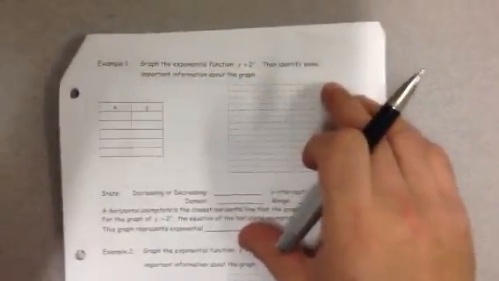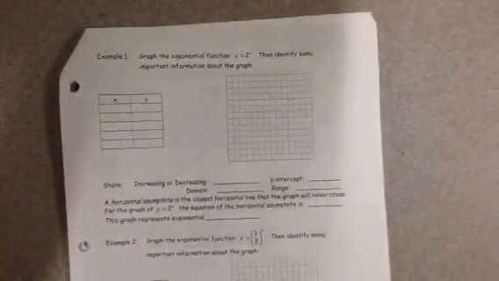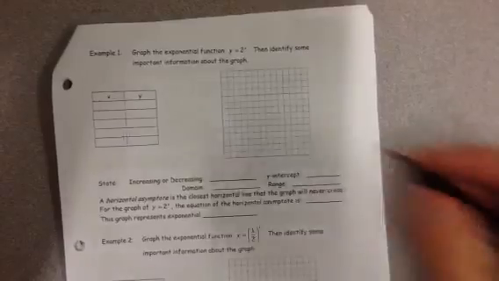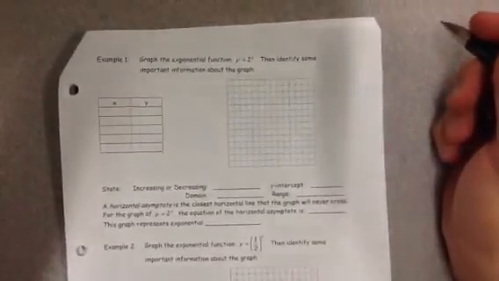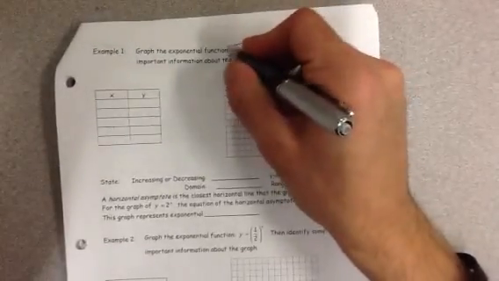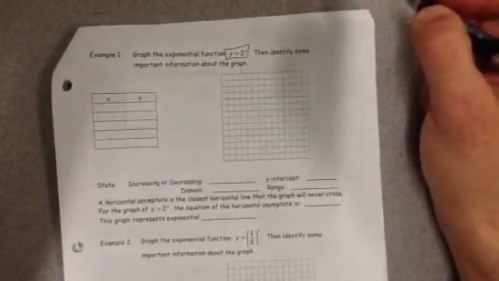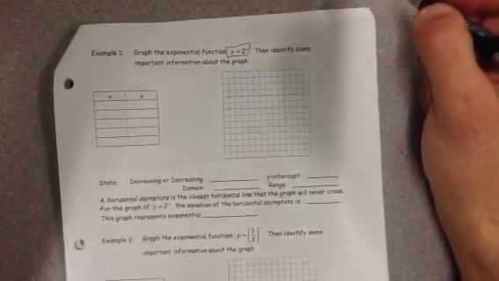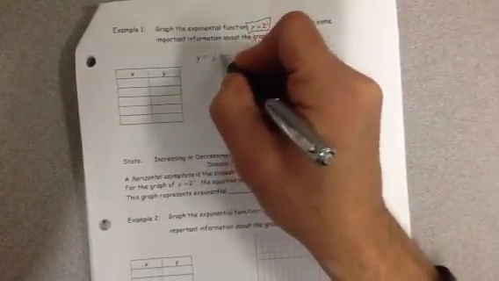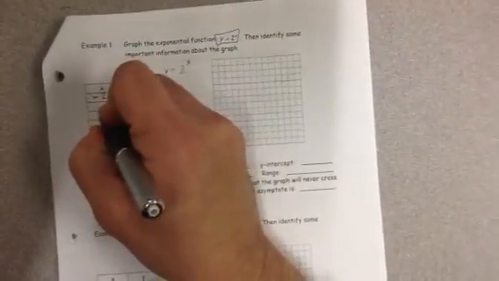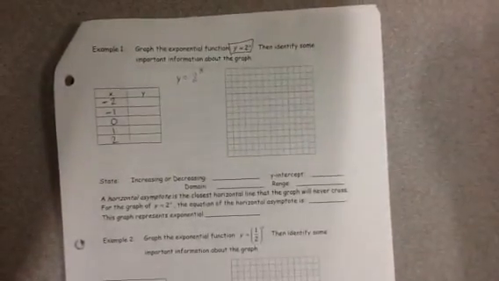let's take a look at example 1. It says graph the exponential function y equals 2 to the power of x and then identify some important information about the graph. So I'm going to graph y equals 2 to the power of x and then identify important information about this graph. So how would I go about doing this? Well, I'm going to pick a window, and my window I'm going to pick from negative 2 all the way to positive 2 to figure out what's going on.